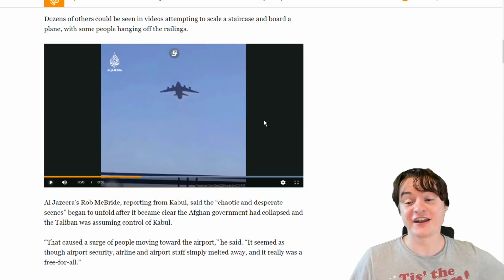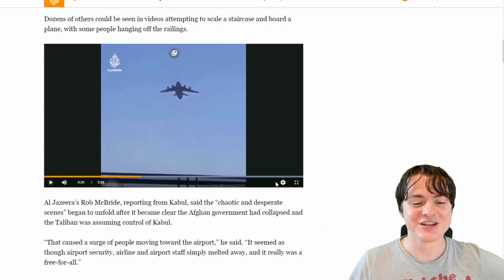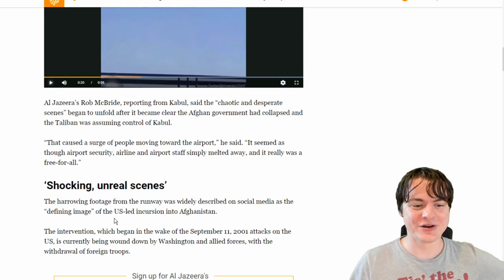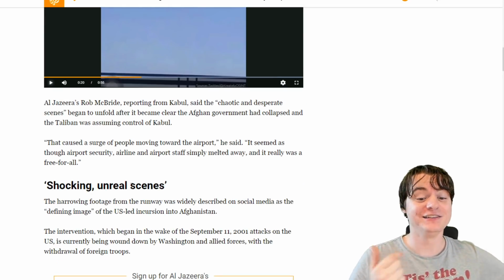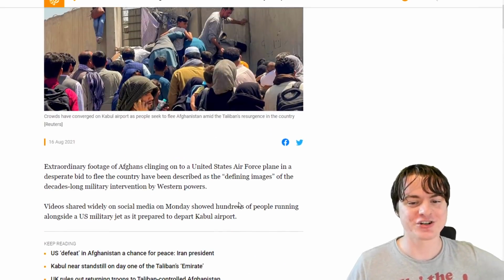And yeah, I can't even show, I literally can't show you what's gonna happen to those people who clung to the plane, but you can look at that and you can realize, oh yeah, it's almost shocking, unreal scenes. I literally cannot come up with words for it. It has been one of the most horrifying things to watch over the last few days.